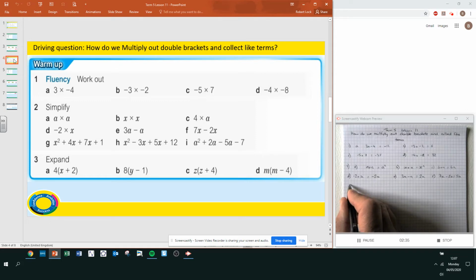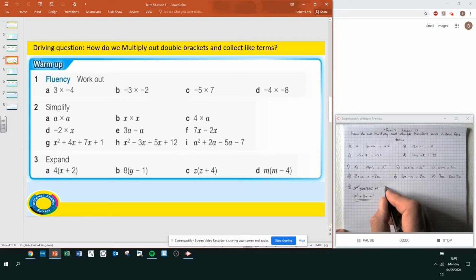G. X squared plus 4x plus 7x plus 1. X squared is there on its own. 4x plus 7x is 11x, plus 1. Nothing else in there. Answer G.